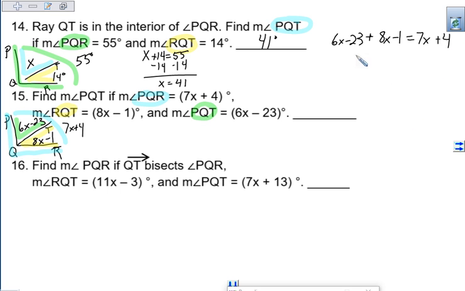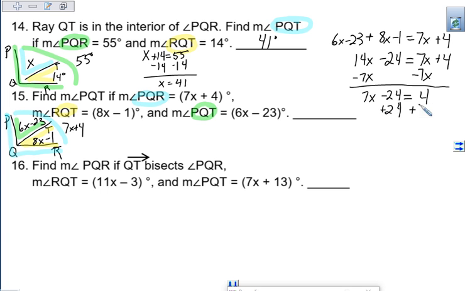Combine your like terms. 14x minus 24 equals 7x plus 4. And then subtract 7x. So 7x minus 24 equals 4. And then add 24. So 7x equals 28. Divide by 7. And x equals 4.